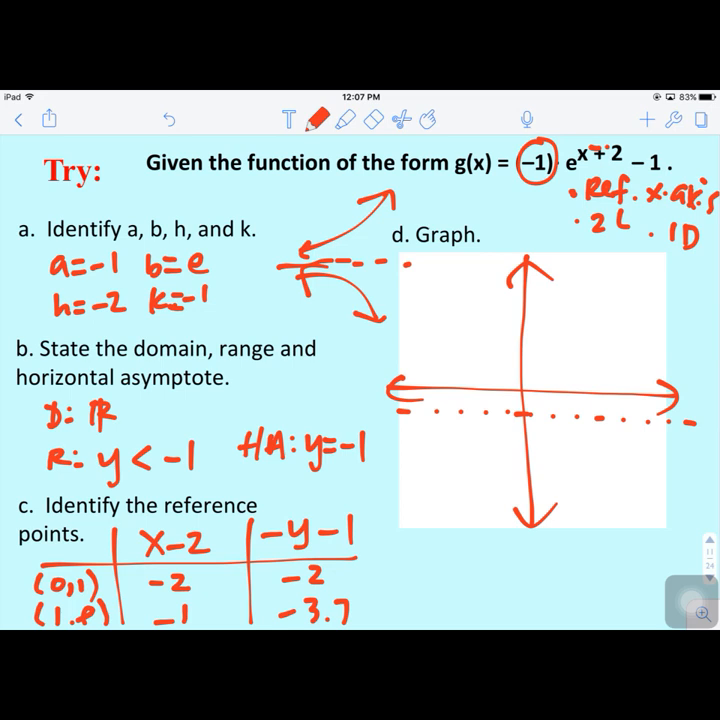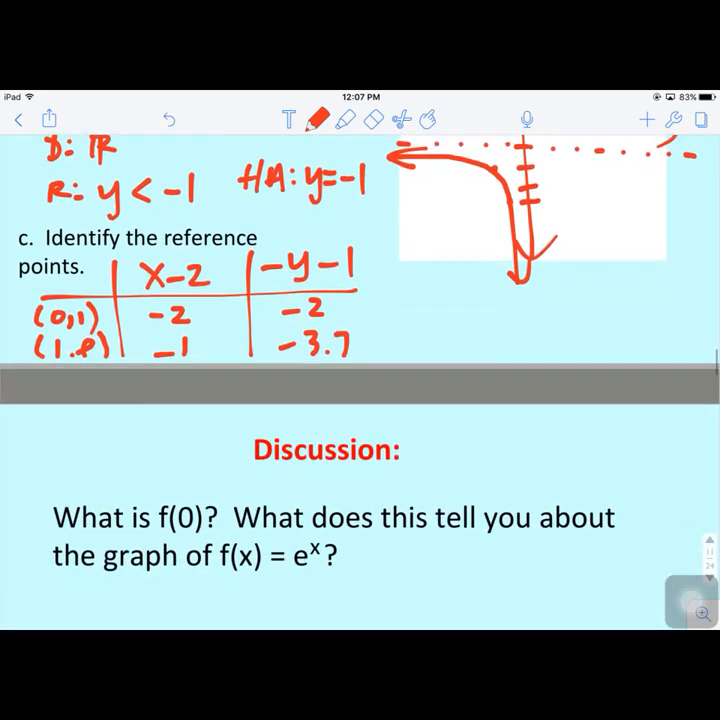And we're going to graph that here. So at -2 is going to be at -2, and at -1 is going to be at -3.7. So you can see that the graph is going to be this way, facing down. And like we said, it is following the reflected across the x-axis rule. So that is the end of the problem.